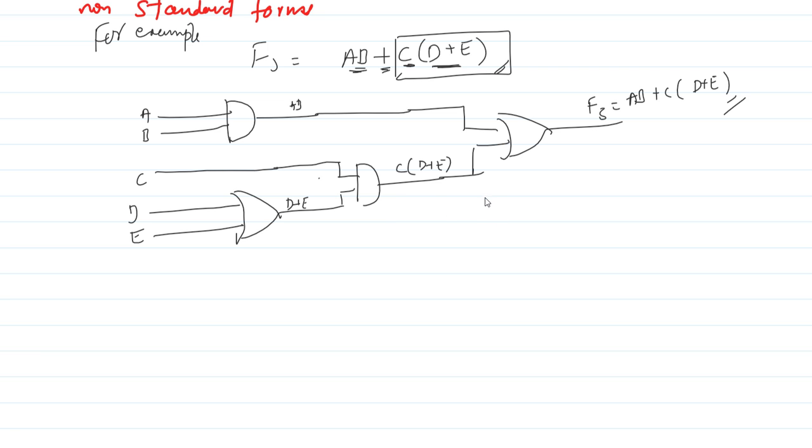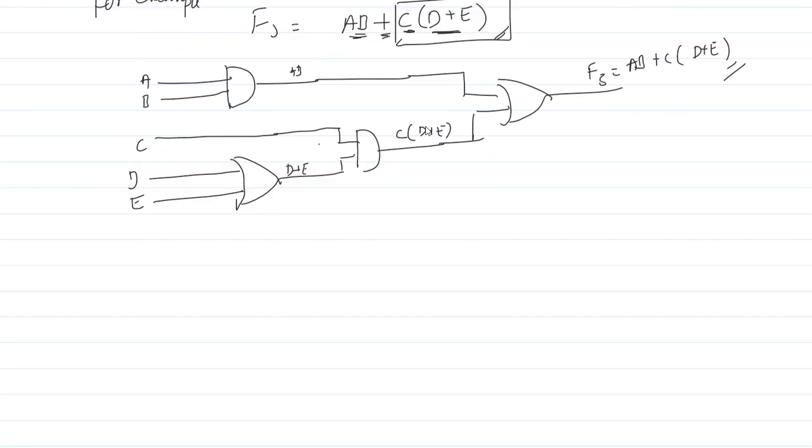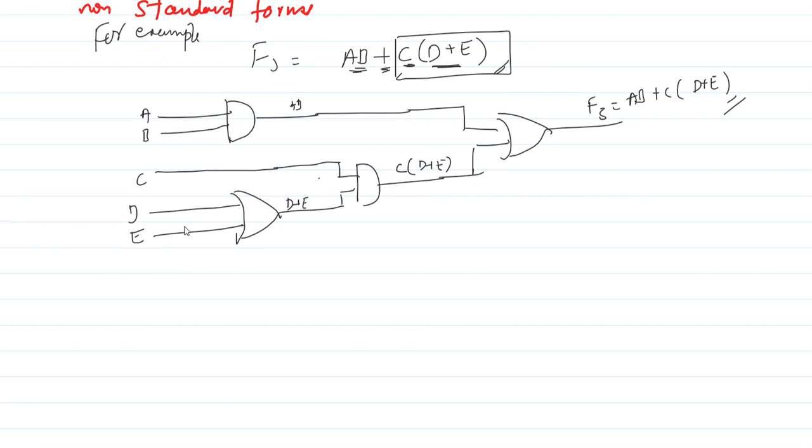Though we can convert this non-standard form into standard form just by using the distributive law. Okay, how do we convert a non-standard form into standard form? By using the distributive law. Say for example, I will take that same example. F3 is equal to AB plus C into D plus E was the term. So if you apply the distributive law for this, what will you get? AB plus C into D plus C into E. Now this is a standard form.